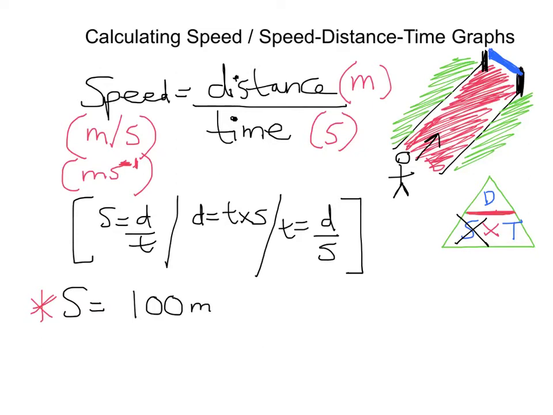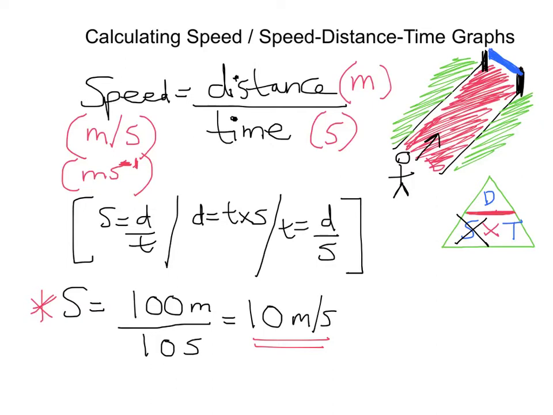So the distance from A to B to that finish line was 100 metres, and let's say I did that in 10 seconds. Then my speed would be 100 divided by 10, which is 10 meters per second. So that's my speed, 10 meters per second. Now you may get asked to convert.